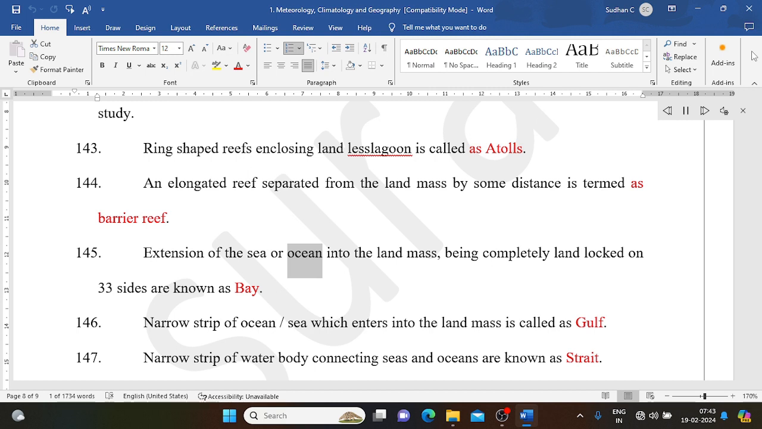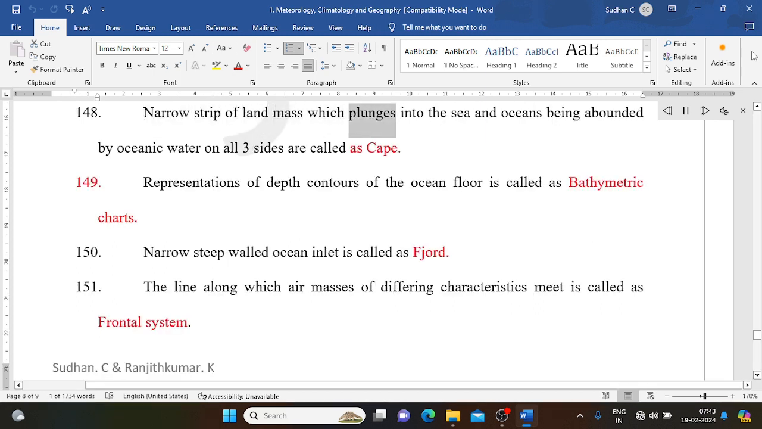An extension of the sea or ocean into the land mass, being landlocked on three sides, is known as a bay. A narrow strip of ocean or sea which enters into the land mass is called a gulf. A narrow strip of water body connecting seas and oceans is known as a strait. A narrow strip of land mass which plunges into the sea or ocean, being bounded by oceanic water on all three sides, is called a cape.